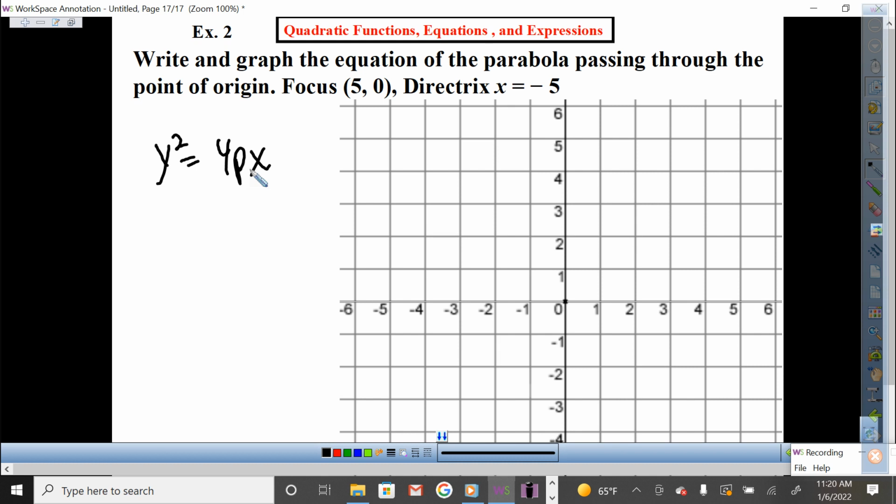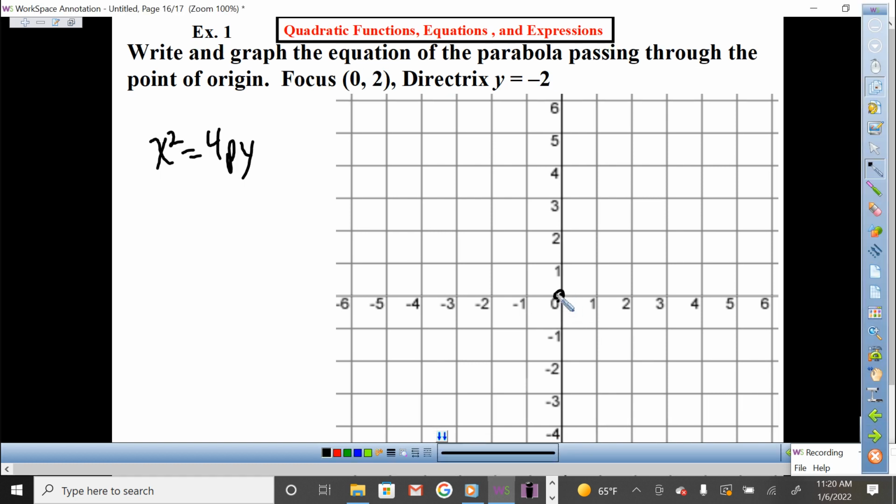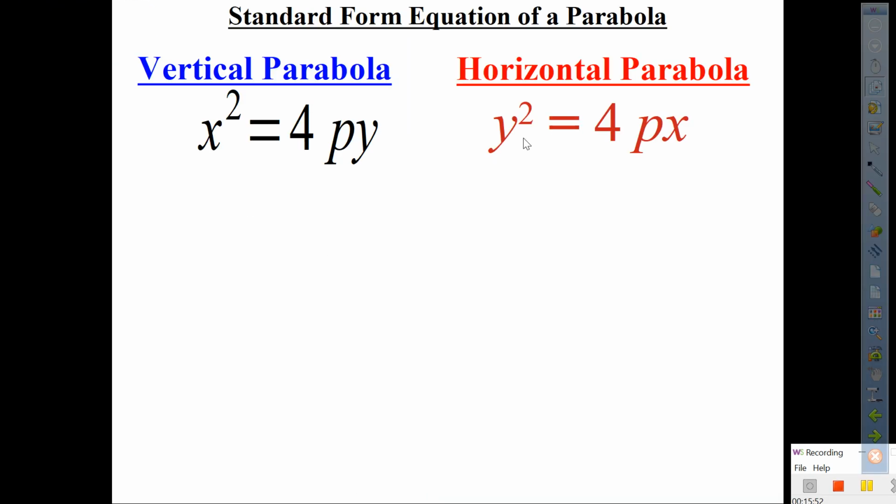What else did you notice from yesterday's homework? That all the parabolas went through the origin. Is that correct? All of them went through the origin, which means that the vertex was at the origin. It didn't matter if it was up or down or side to side. They all went through the origin. What does that mean, Mr. Q? That means, once again, that these two yesterday had a vertex of what? 0, 0. Is that correct?